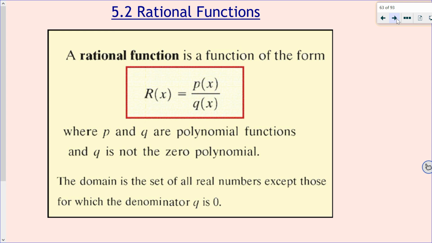So the definition of a rational function, just to remind you of it, is the ratio of two polynomial functions, p of x over q of x. The only restriction is that q of x can't be 0 because we can't divide by 0. The domain, we figure it out by basically saying it can be any real number except numbers that make the denominator 0. And that's what we utilized to find the domain of those rational functions for our entry problem. Any questions?